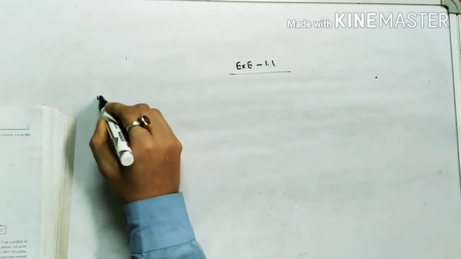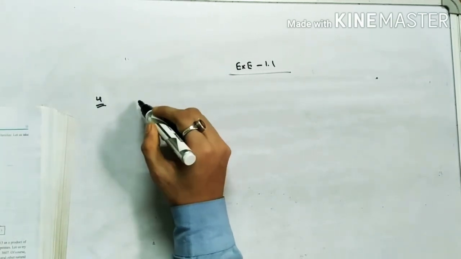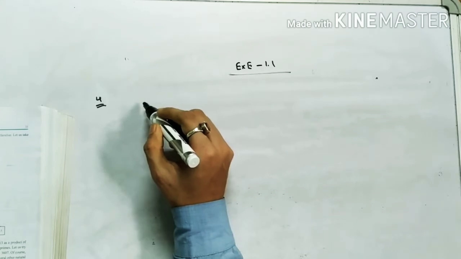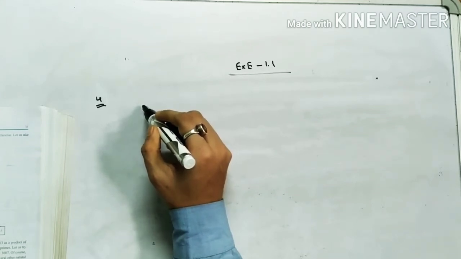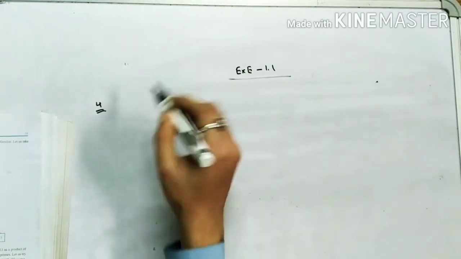So next, this is your number 4. Use Euclid's division lemma to show that the square of any positive integer is either of the form 3m or 3m plus 1 for some integer m.